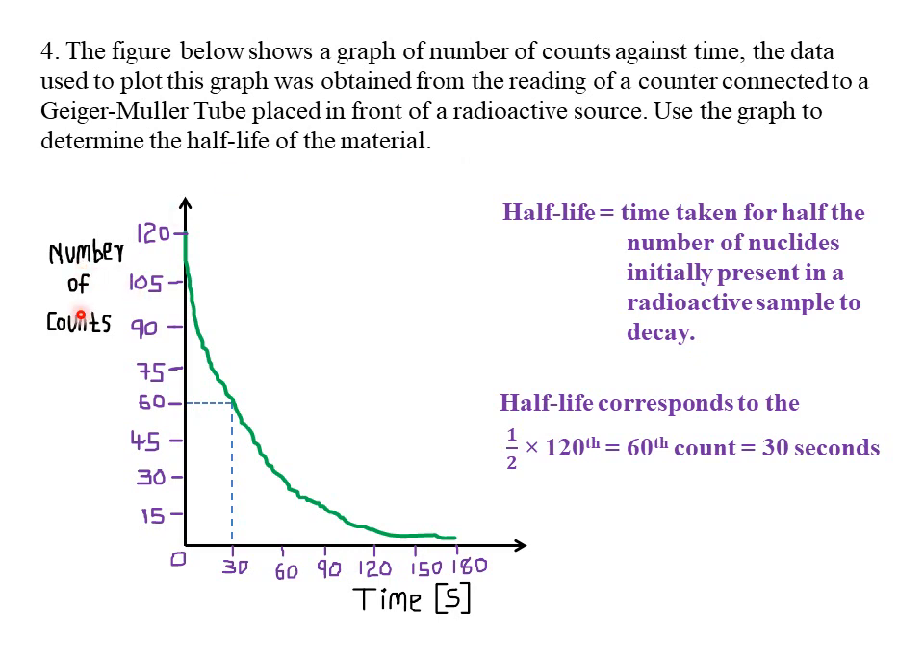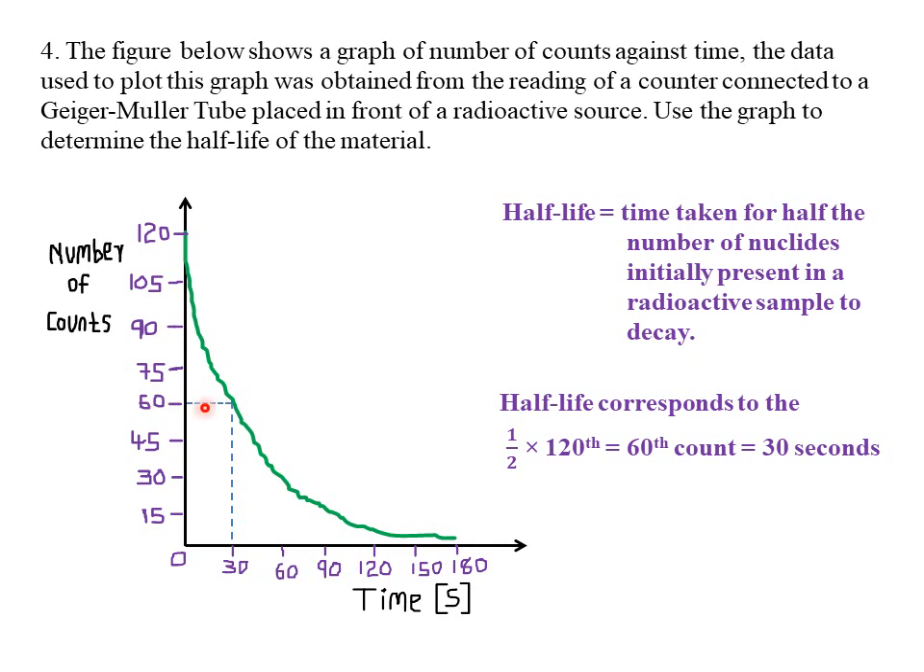So you can see number of counts. The original number of counts was actually 120 counts. So they want us to find the half-life. So remember, we defined half-life as the time taken for half the number of nuclides initially present in a radioactive sample to decay. Because initially we had 120 counts, it simply means that the half-life will correspond to a half of 120 counts. So a half of 120, of course, will be 60 counts.